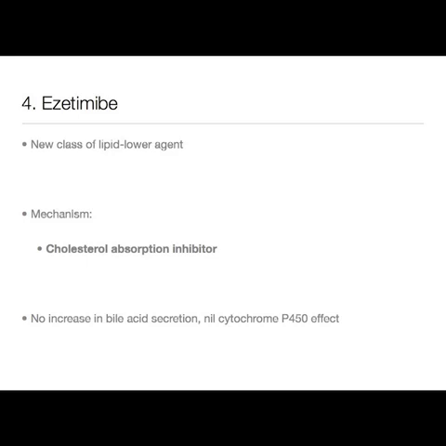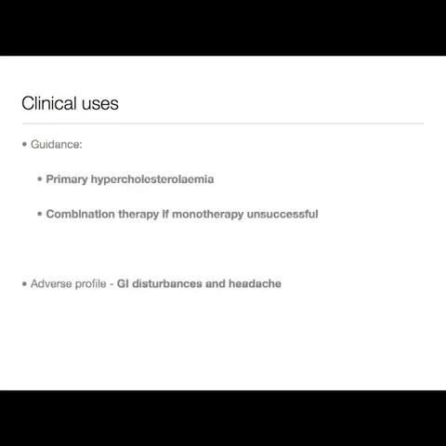Ezetimibe is a new type of lipid-lowering agent that functions as a cholesterol absorption inhibitor. Importantly, however, unlike the bile acid sequestrants which we just mentioned, it does not increase bile acid secretion, and therefore does not predispose to gallstone formation. It also has no effect on cytochrome P450, so is much safer to take with other medications.